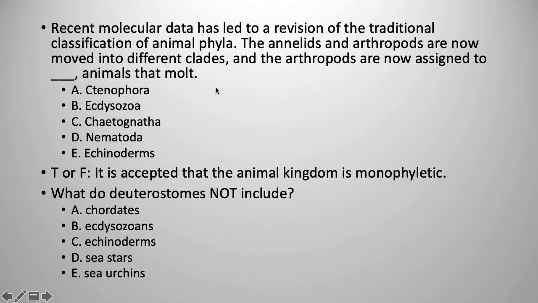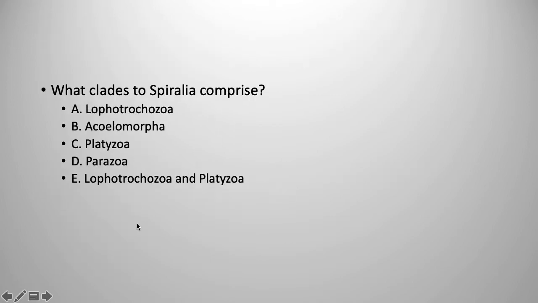Recent molecular data has led to a revision of the traditional classification of animal phyla. The annelids and arthropods are now moved into different clades, and the arthropods are now assigned to blank, animals that molt. B, Ecdysozoans. True or false? It is accepted that the animal kingdom is monophyletic. True. What do deuterostomes not include? B, Ecdysozoans, because those are protostomes. Very good. What clades do Spiralia comprise? E, Lophotrochozoans and Platyzoans. Nicely done.